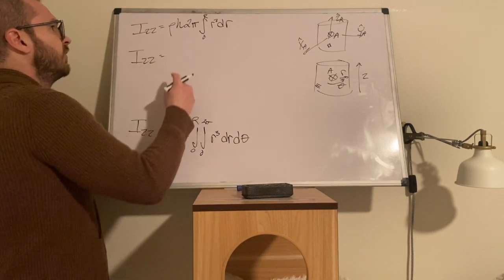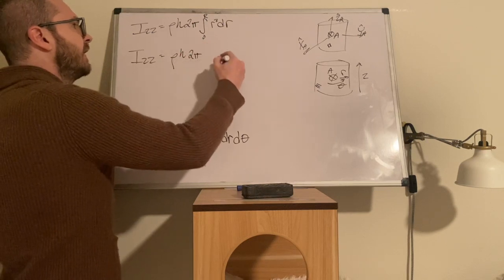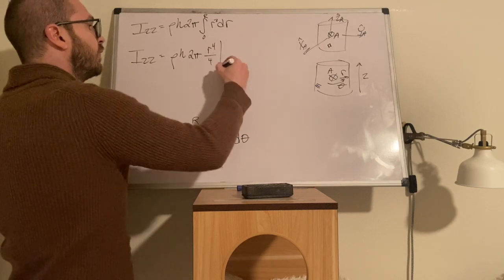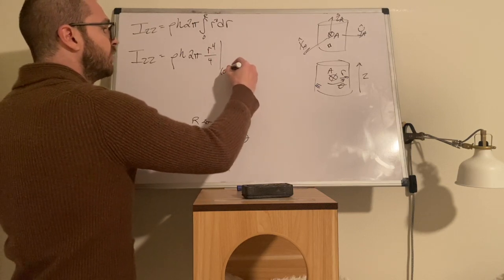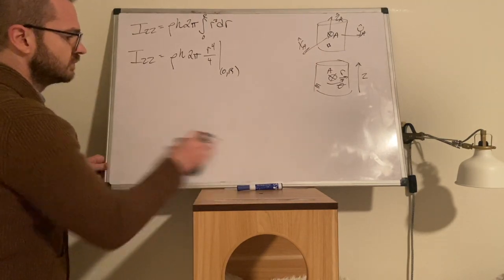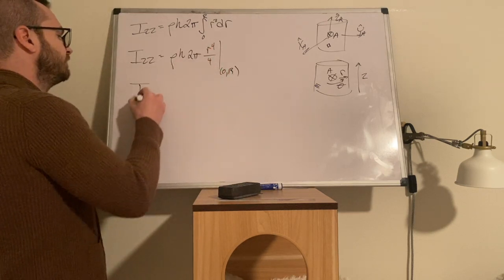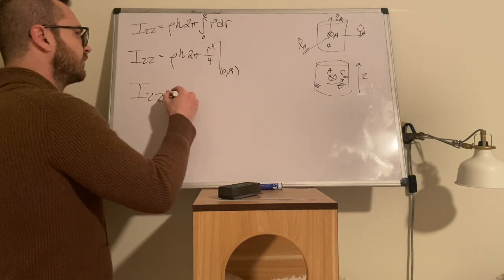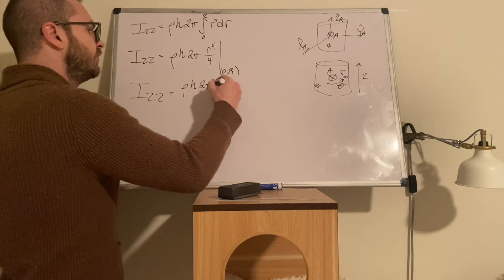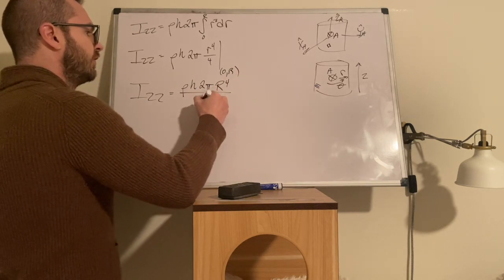So IZZ now is equal to density times h times 2 pi. This is going to be r to the 4th over 4 over the bounds 0 to R. And that, of course, is just capital R to the 4th. So IZZ is going to equal density h 2 pi R to the 4th all over 4.